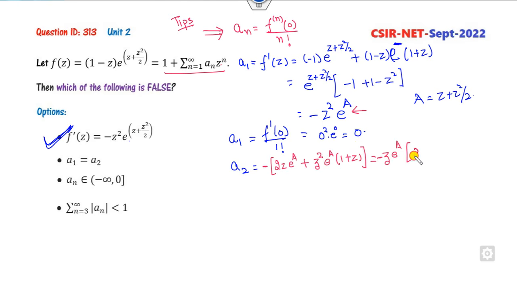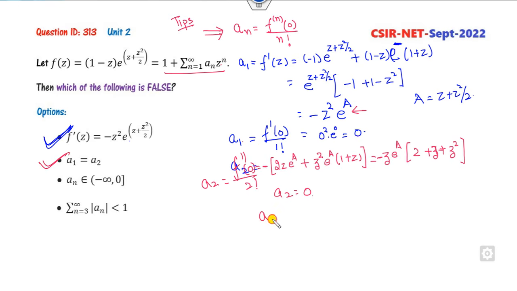It is my 2 plus 1 plus z plus of the z square. Now what is the a2? This is my second derivative, then the second derivative at the point 0 over 2 factorial. This is my a2. So what is the a2? The second derivative at the point 0 will be 0. a1 is 0, a2 is 0, both are same.